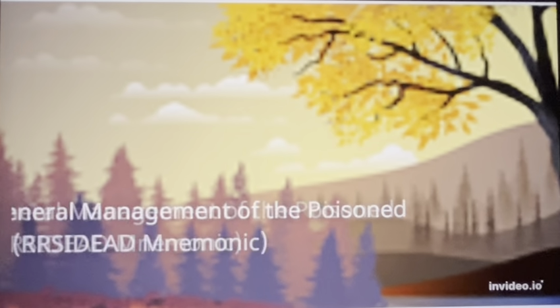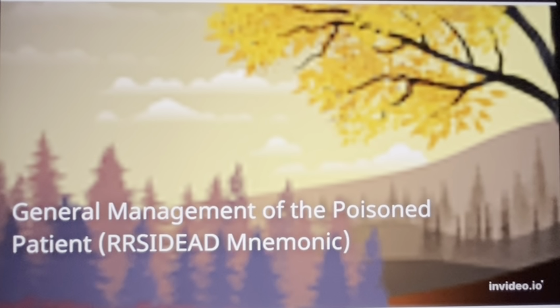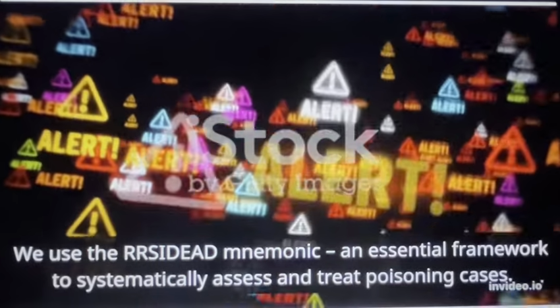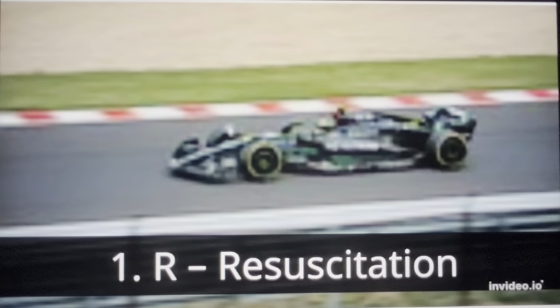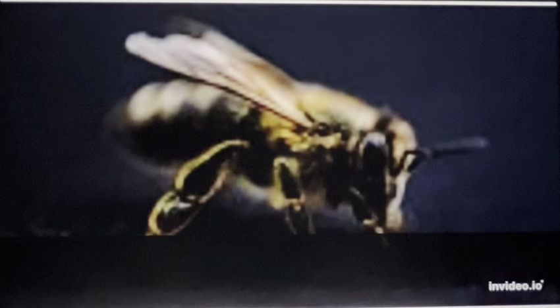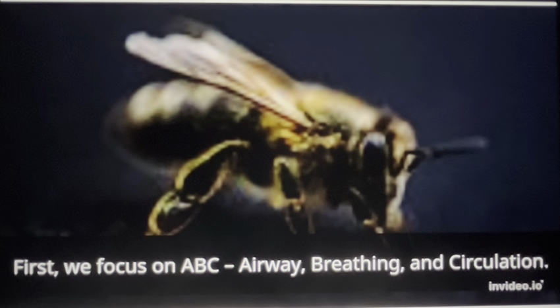General management of the poisoned patient, the RRSIDEAD mnemonic. We use the RRSIDEAD mnemonic, an essential framework to systematically assess and treat poisoning cases. 1. R. Resuscitation. First, we focus on ABC: airway, breathing, and circulation.